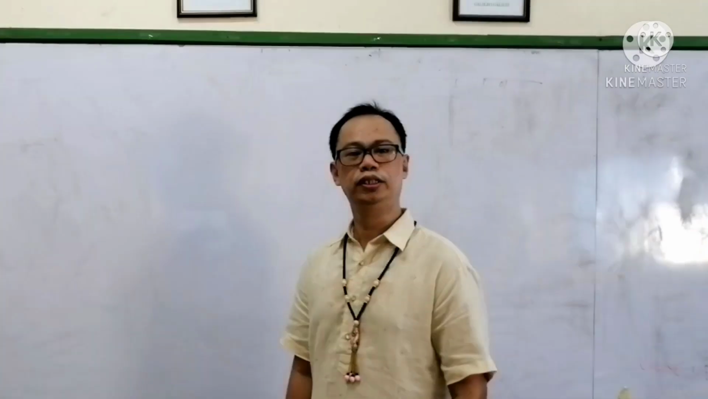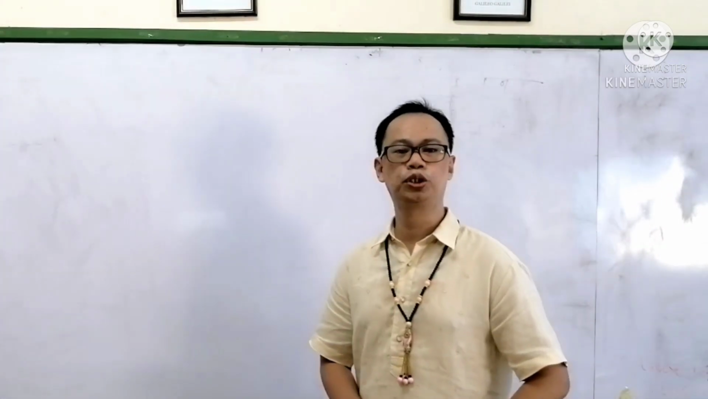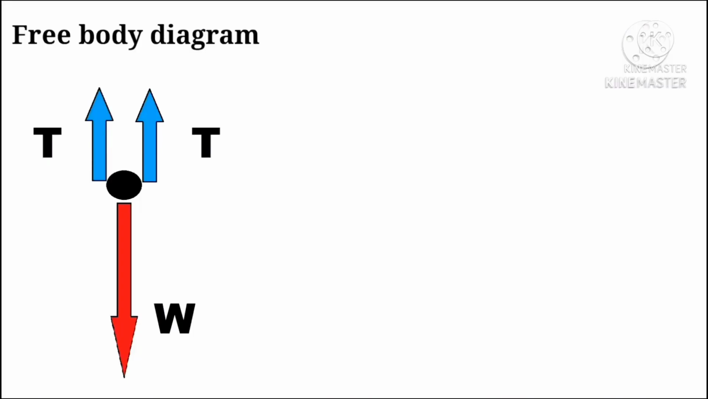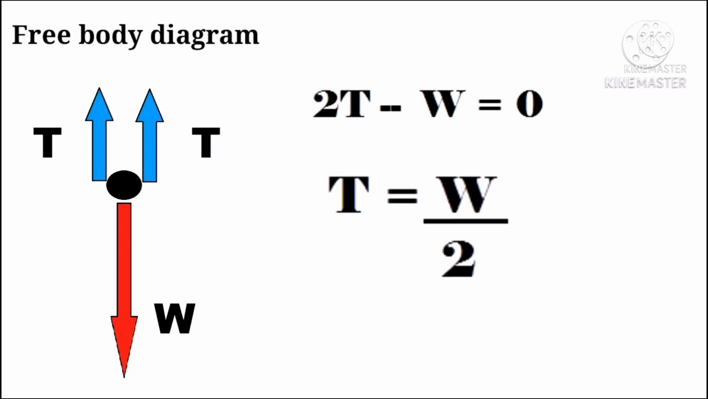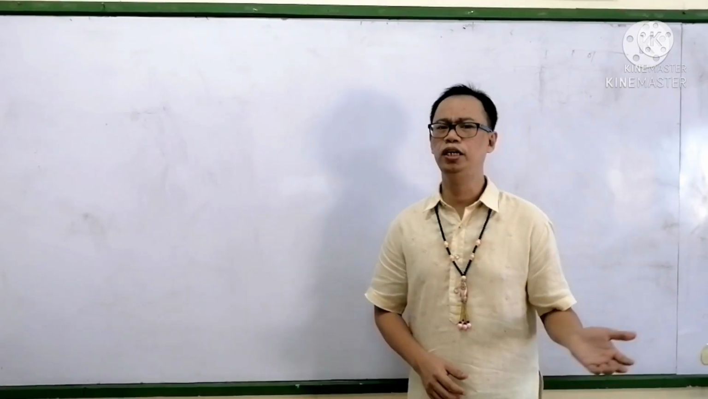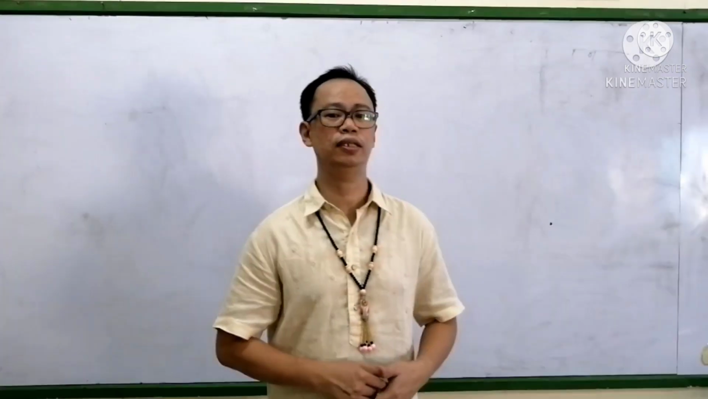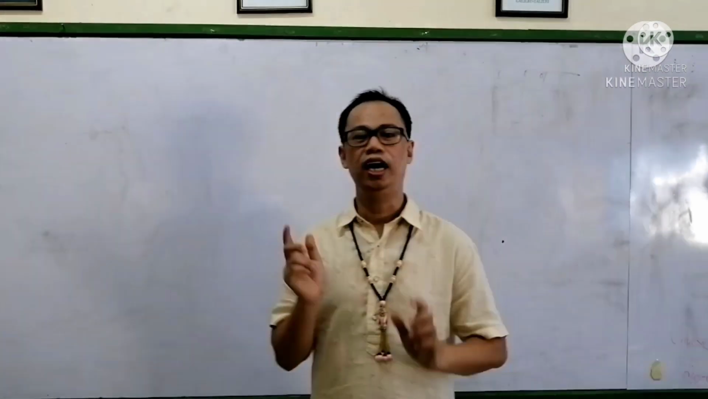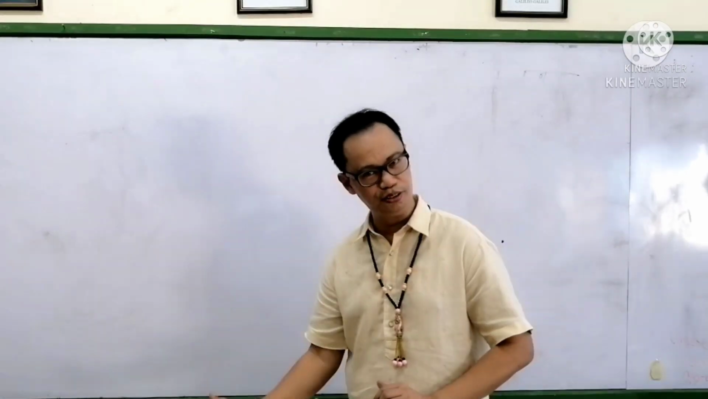For this signboard to stay in equilibrium, Newton's first law of motion implies that these forces must add up to zero. So, our equation would be 2T - W = 0. Then, we can say that T = W/2. This would mean that for the signage to stay in equilibrium, each cable must support half the weight of the signboard. What do you think will happen if the weight exceeds the tensile strength of the cables? You are right! The cable will break and the signage will fall to the ground.